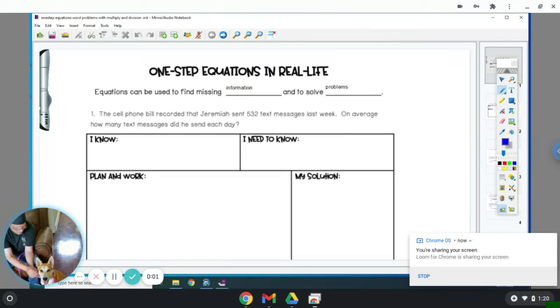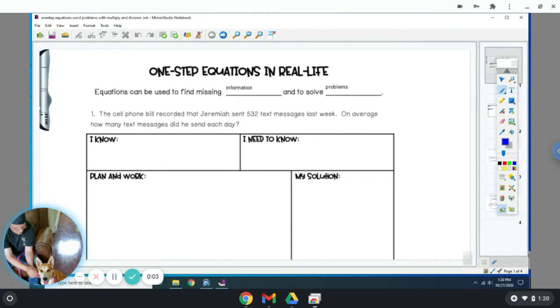So we're going to take the one-step equations of multiplication and division, and we're going to apply it to the real world. So equations can be used to find missing information and to solve problems. The cell phone bill recorded that Jeremiah sent 532 text messages last week. On average, how many text messages did he send each day?